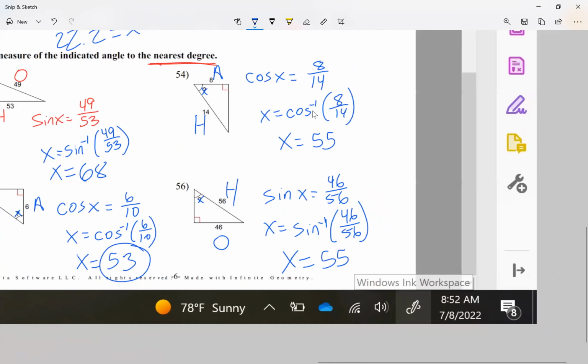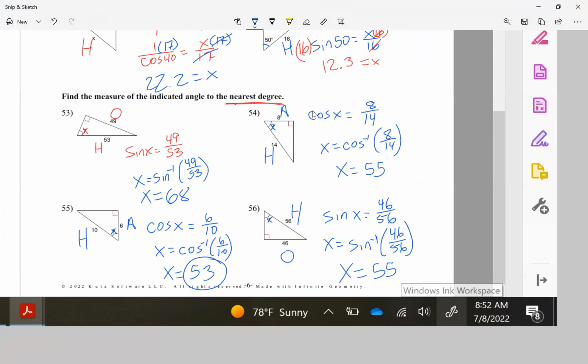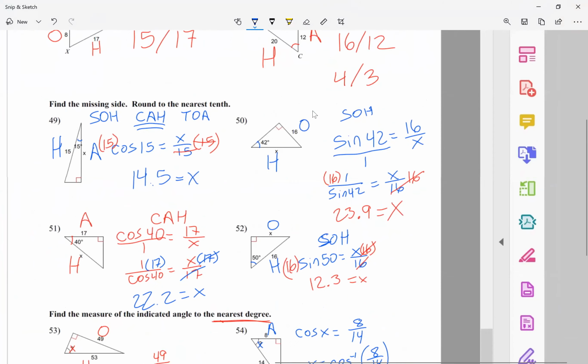Notice that when I was doing the degrees, even though my answer was a decimal, I typed it in as a whole number. So rounded to the nearest whole number. Coming back, when I was asking you to find a side, we rounded to 1 decimal place. So yeah, that one you do have a decimal.